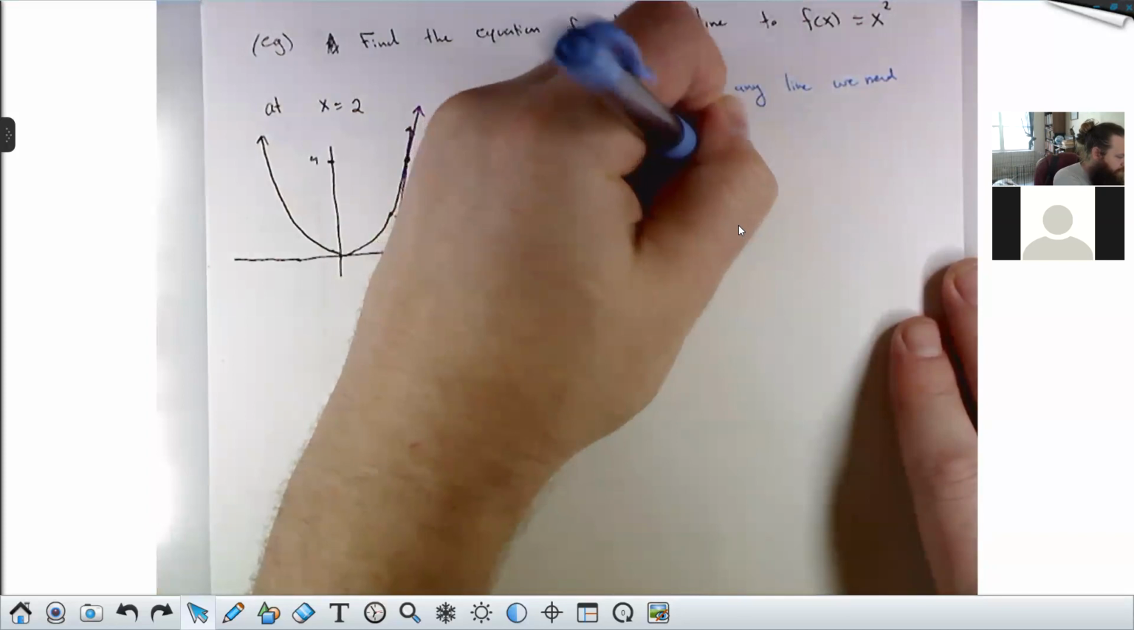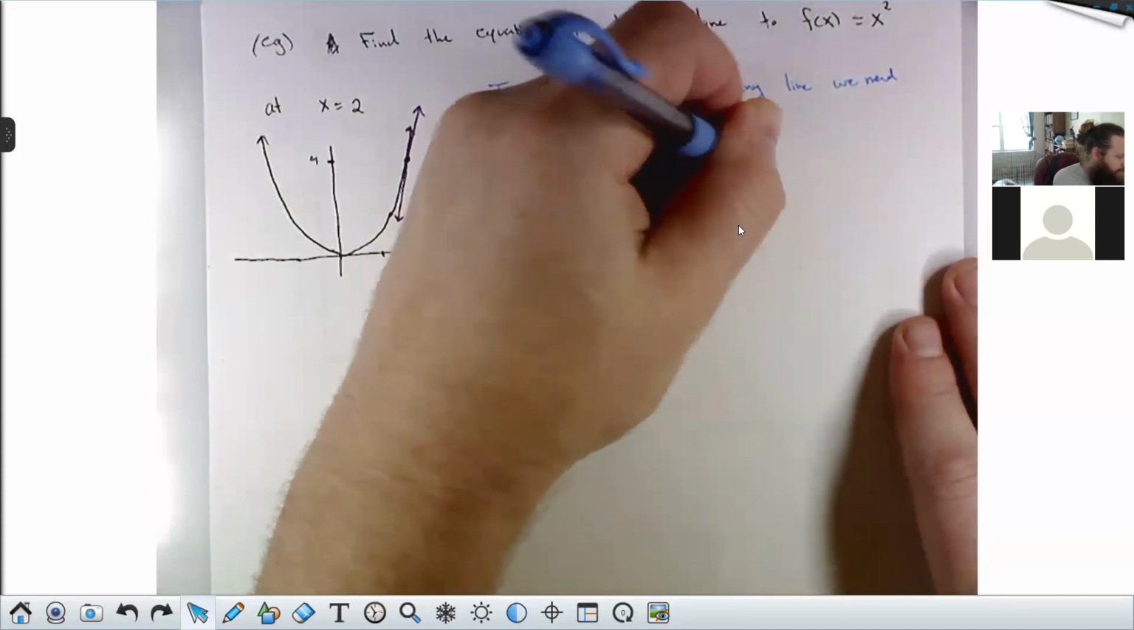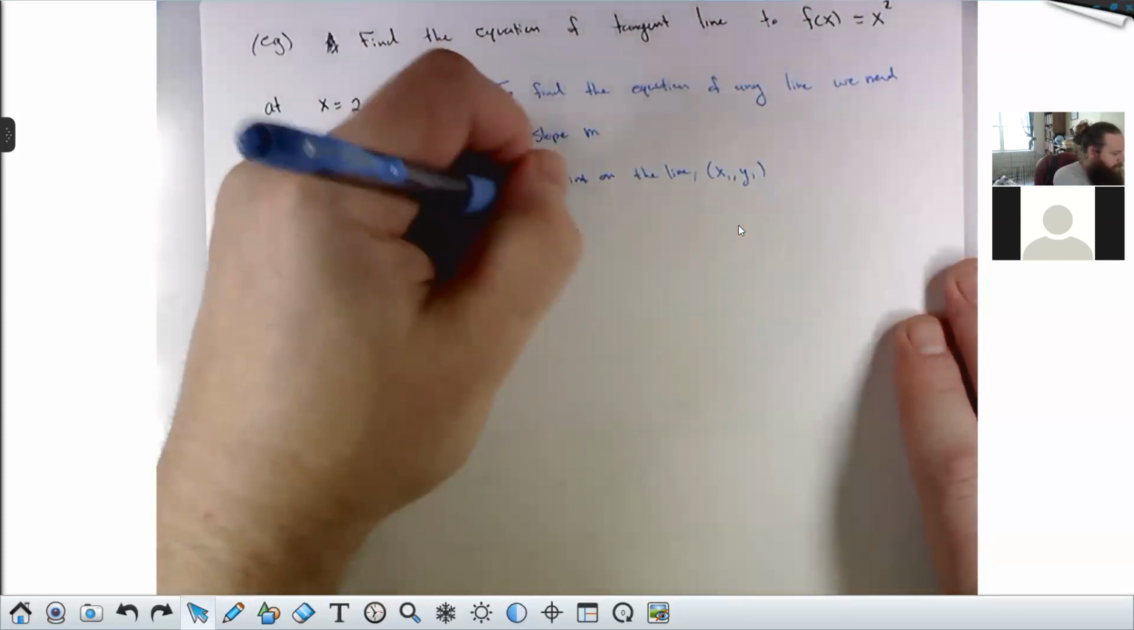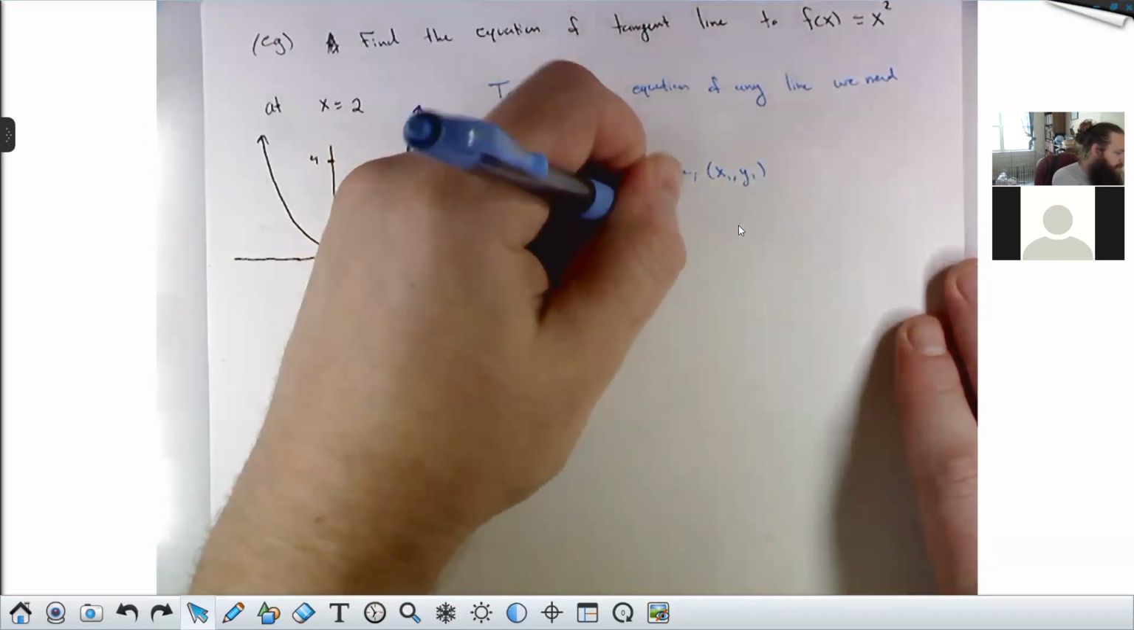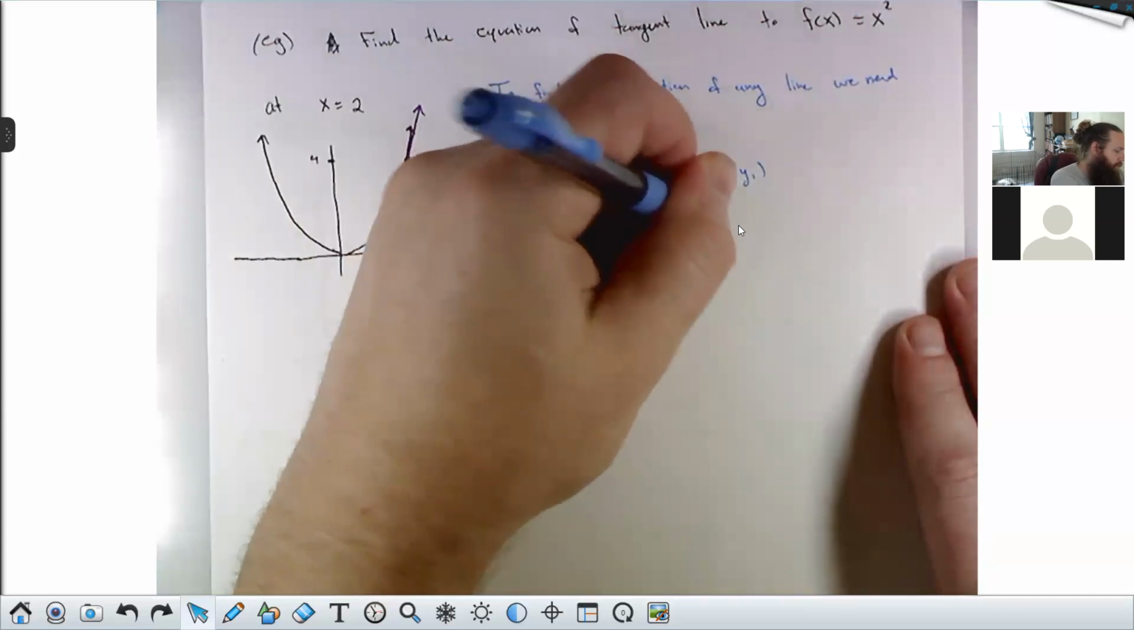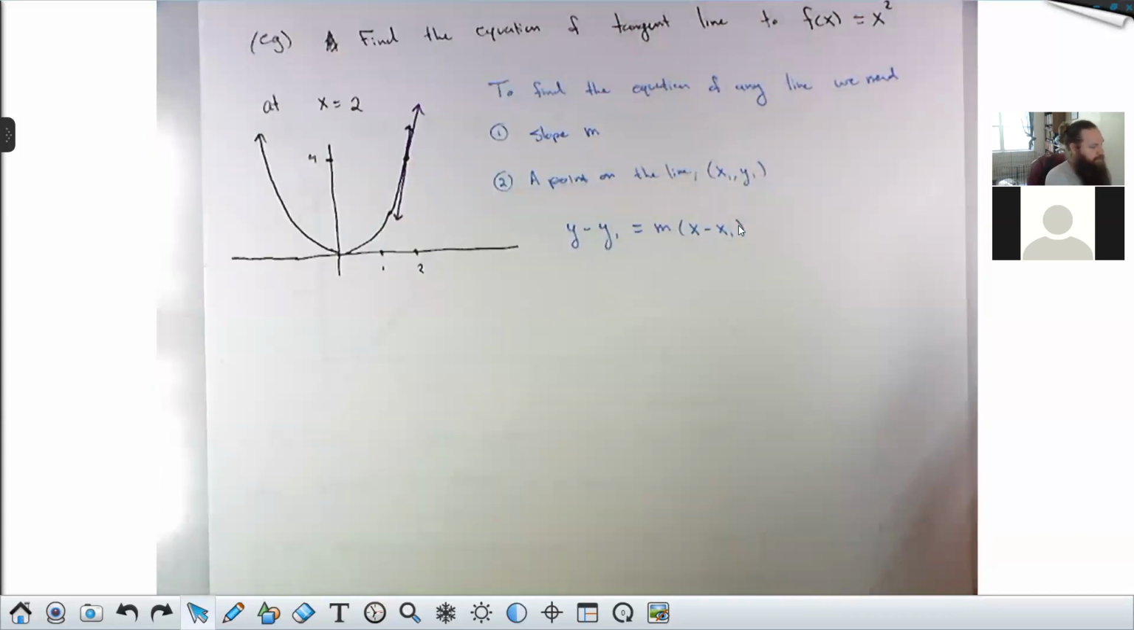So that point on the line, I'm going to call that x1 comma y1. And then the equation of this line is y minus y1 equals m times x minus x1. This is sometimes called the point slope formula. All right, and it's definitely something you need to remember because we're going to use this every time we try to find a tangent line. And we'll be finding lots and lots of tangent lines. I promise you there will be a problem on the first exam that just says find the equation of the tangent line to this function at this point.